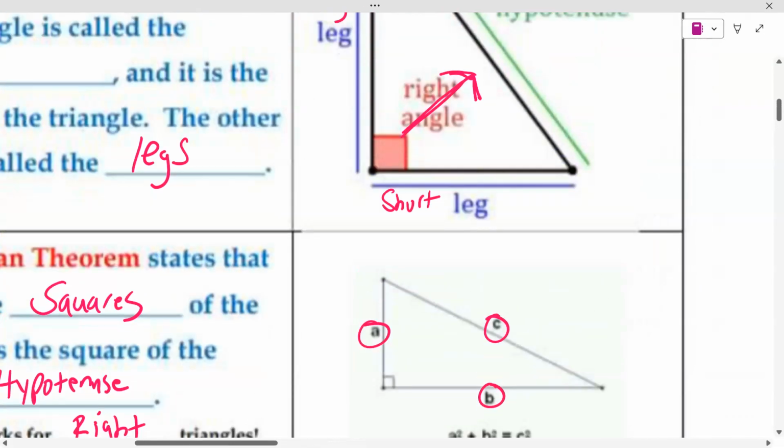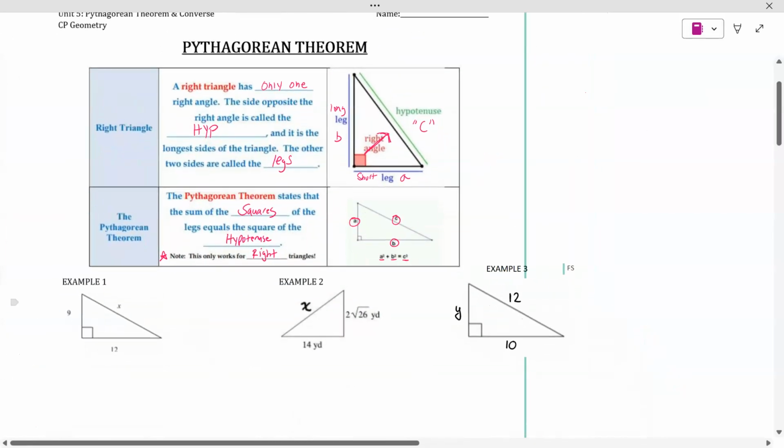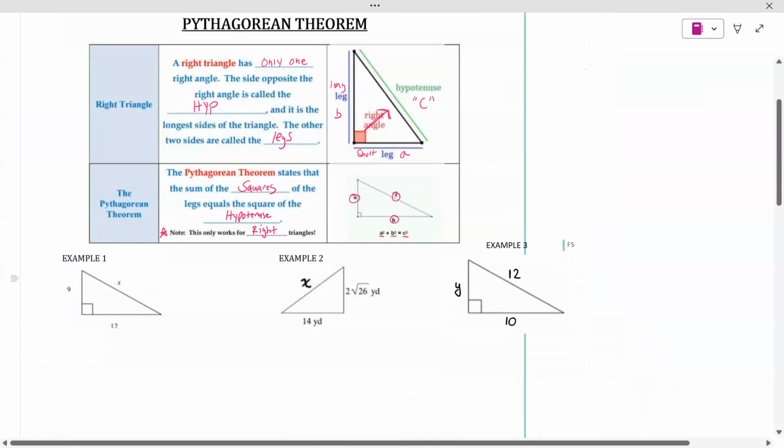Just going back to the picture real quick, it doesn't matter which one you call A or B. Typically, people call the short leg A and the long leg B, but it doesn't really matter as long as you don't mess up the most important one, C. C has to be the hypotenuse, the longest side. So we have A squared plus B squared equals C squared. It's just simply a relationship where if you add up A and B and square them, A squared plus B squared, it should equal C squared. And this works for every single right triangle.